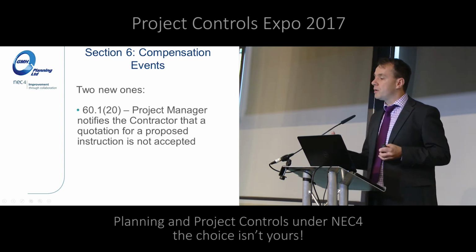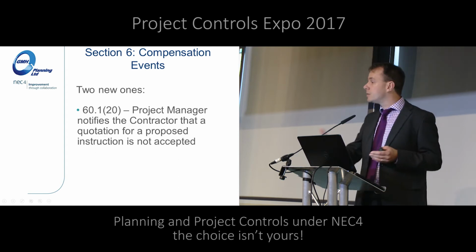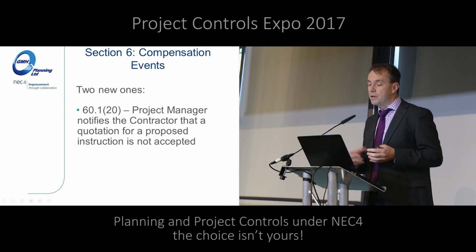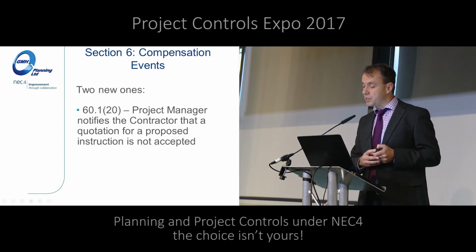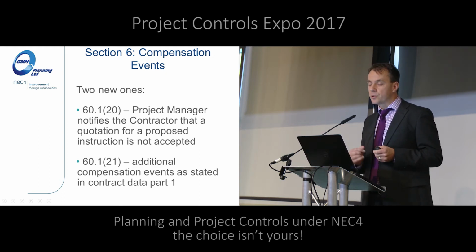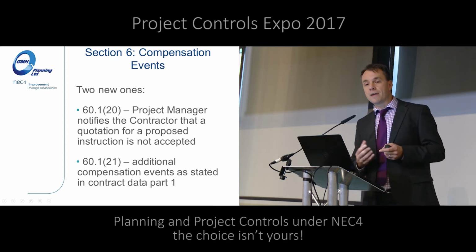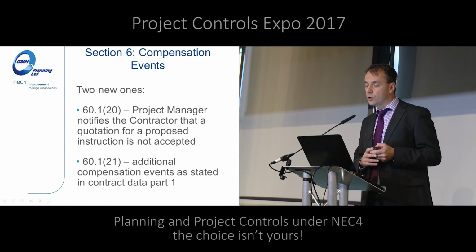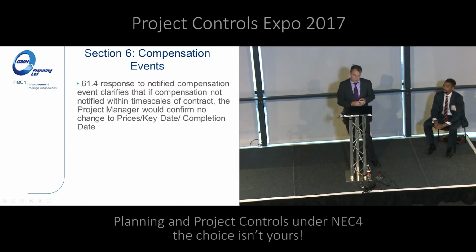So contractors, in the past, you couldn't claim for the cost of preparing quotations. Under A, it's excluded. Now, if a proposed one does go ahead, then you can put in the price of producing that quotation, which I think seems fair. And 21 is a bit of a throwback, because this used to be in NEC2, so now they've added in extra compensation events within Contract Data Part 1. So those can just be added in, they'll be listed in your Contract Data Part 1.